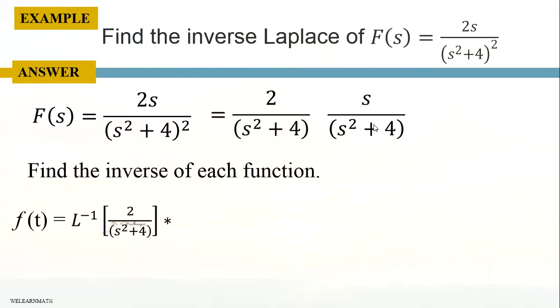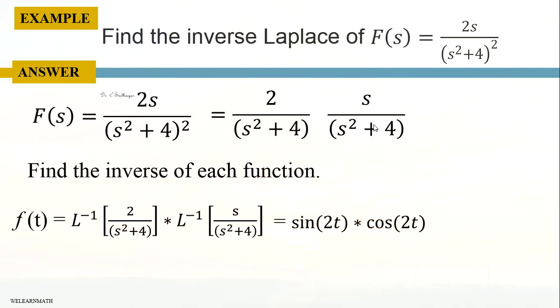Inverse transformation of 2 divide s square plus 4, and inverse transformation of s divide s square plus 4. The basic rules we are applying: for 2 divide s square plus 4, the basic rule gives sine 2t, and for s divide s square plus 4, the basic rule gives cos 2t.